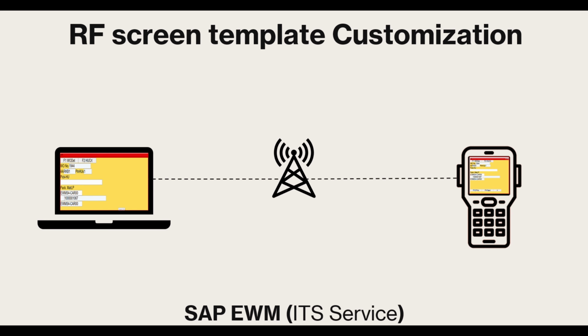So in today's video, we are going to see the RF screen template customization. If you look at the desktop screen here, you can see the contents of the RF gun are coming a bit bigger. Similarly, in the RF device also the contents are coming a bit bigger, I mean fitting to the screen size of the RF devices. That is what we are going to achieve in this video. And let me go to the next slide.